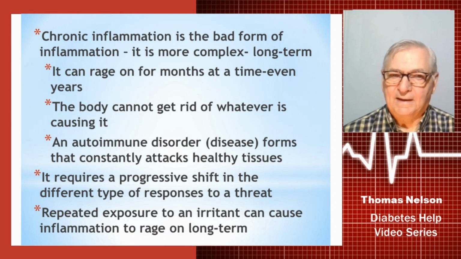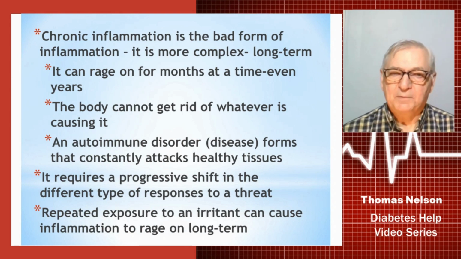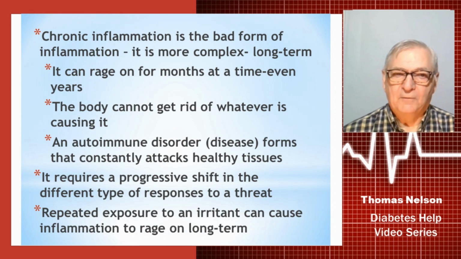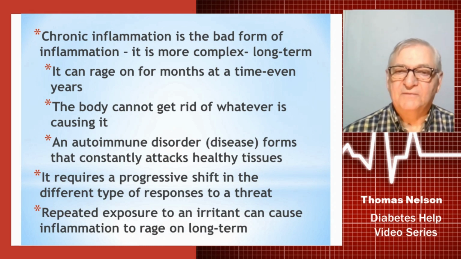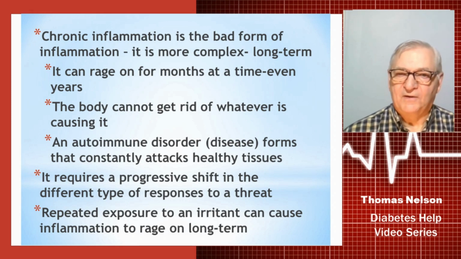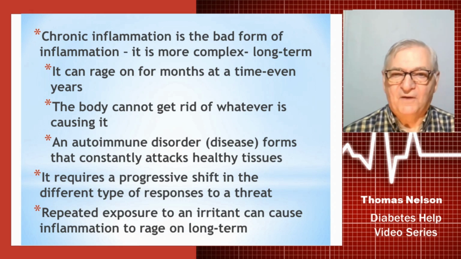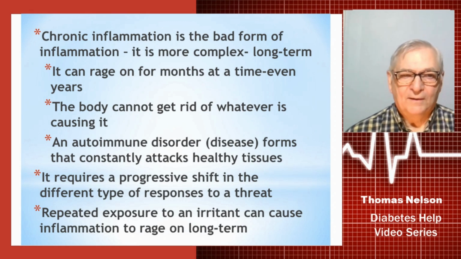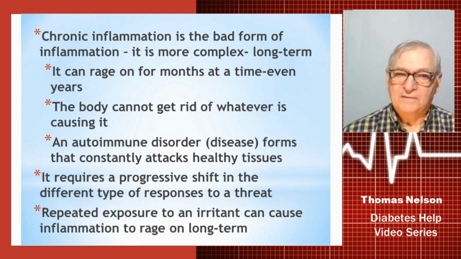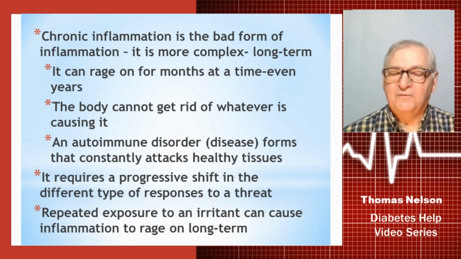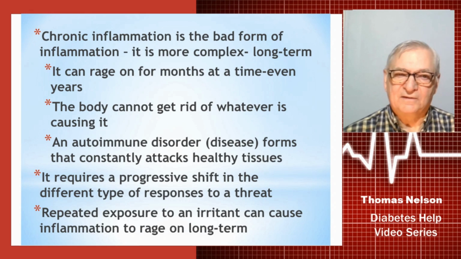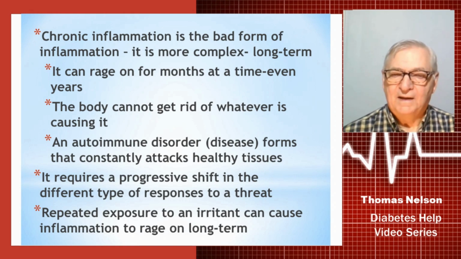Chronic inflammation, on the other hand, is a bad form of inflammation. It's more complex, and it's always long-term. It can range from months to even years. It can just continue to rage on and fight the battle non-stop for very long periods of time. Your body cannot get rid of whatever it is that's causing it, and so it just keeps fighting it, and it's not winning. So an autoimmune disorder, like diabetes, is going to form, and it's going to be specific to the type of injuries or issues and inflammation that has occurred. And those autoimmune diseases are then going to constantly attack healthy cells, tissues and organs.